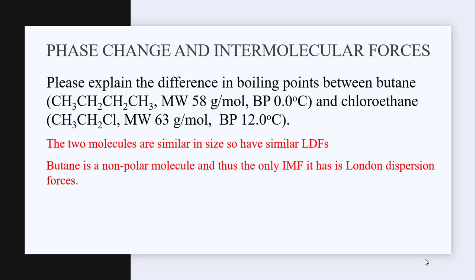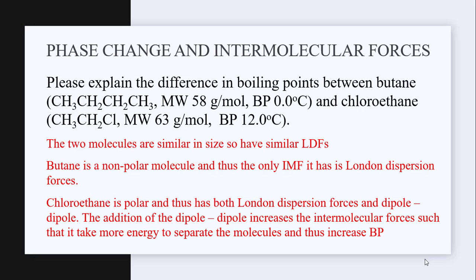Butane is nonpolar, and it has only London dispersion forces. Chloroethane is polar, so it has the London dispersion forces and it has a dipole-dipole. The addition of the dipole-dipole will increase the intermolecular forces. The increased molecular forces hold the molecules together tighter. The tighter the molecules are held, the more energy it takes to separate them, and temperature being an indicator of the energy will be higher.